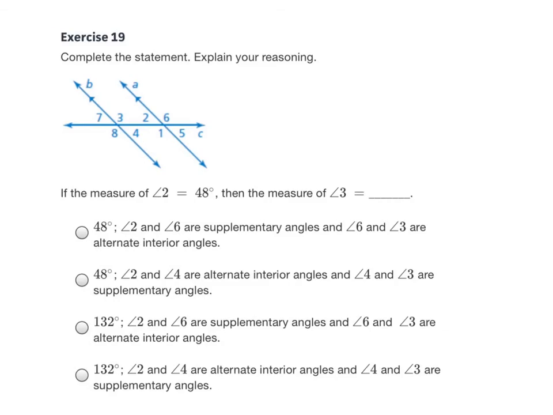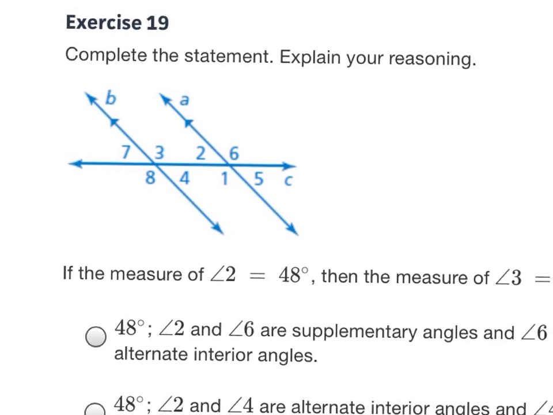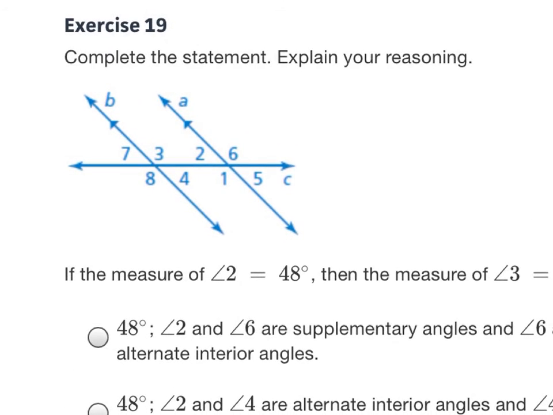Alright, so I'm going to blow this up a little bit more. It says the measure of angle 2 is 48 degrees. So 2, I have 48. That means directly across from it is 48. Corresponding position. The angle that corresponds to 2 is 7. It's in the same position, so this one is also 48. Directly across, 4 is also going to be 48.